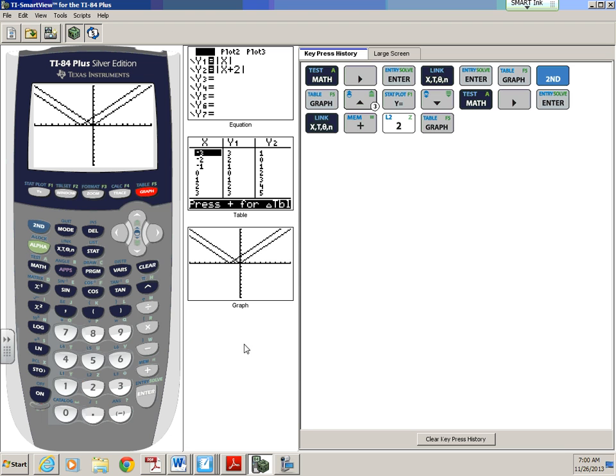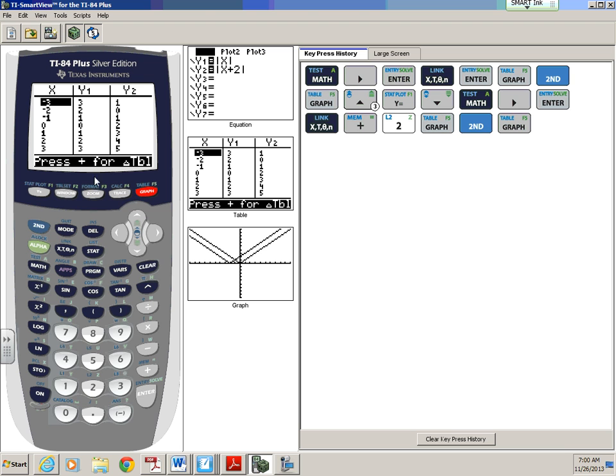And if you notice what's happened, our original graph's vertex was the origin. This graph has moved 2 units to the left. And you might say, well, why is that the case? Well, that's the equivalent of our x-intercept.